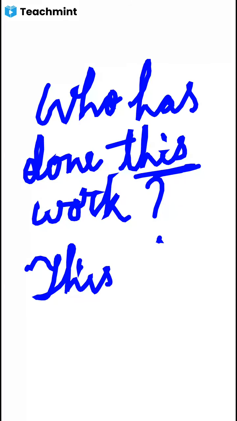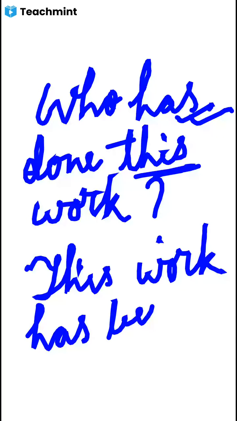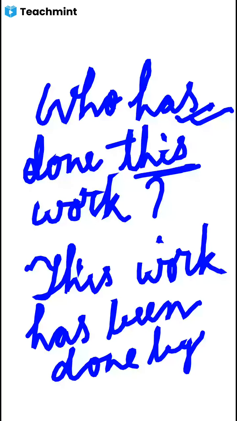Who has done this work? Now what verb do we have to use? Have? No. This word is singular. Has. This work has, because this work is third person singular, and with third person singular we need to use has, not have, remember. So this work has, now we need to bring been. This work has been done by who will become whom?